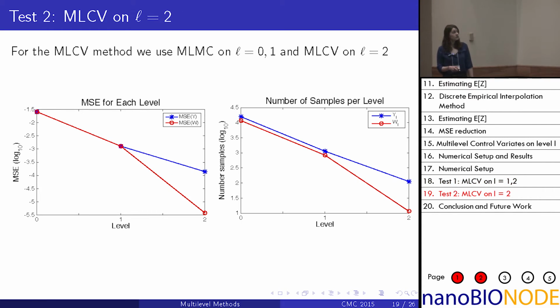So for test 2, we're only applying multilevel control variates to the finest grid. So we're only going to see an improvement in the mean square error on level 2. Even though we're only applying it on the second level, we find that at each level we actually do have a reduction in the number of samples that we need, although we have the greatest reduction on level 2.